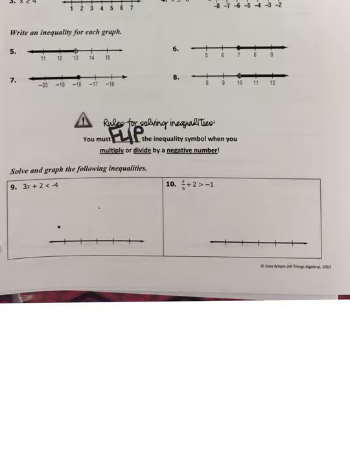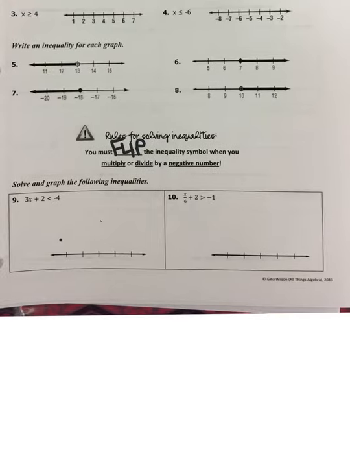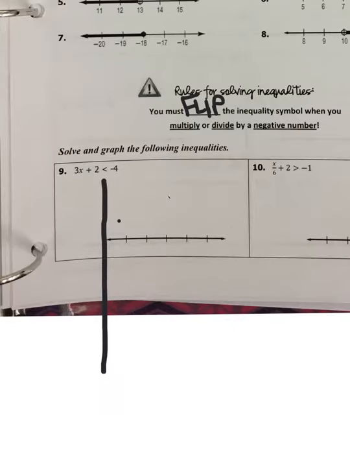It's kind of neat. So when I look at number 9, I can draw my balance line if I need to. And I get my balance line on there, right where that inequality symbol is. And then I'm going to go ahead and start this problem by subtracting 2 from both sides of this inequality. So it's the same as the two-step. Now I have 3x is less than -6.